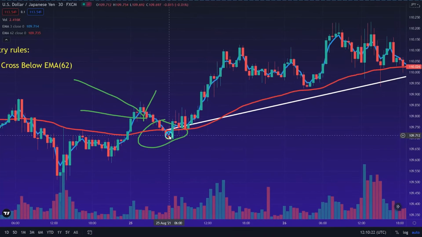62, and let's see. As you see, I will just show it to you. Here, our 3-period EMA crossed below our 62-period EMA. So it's the perfect spot for us to take the trade.